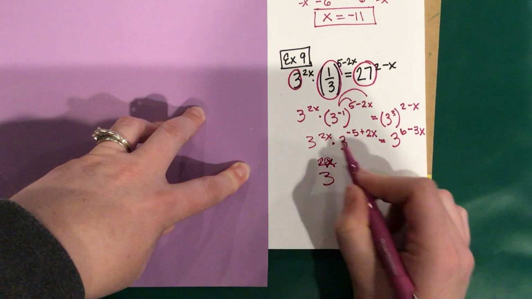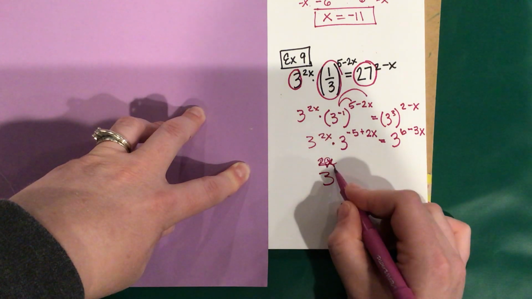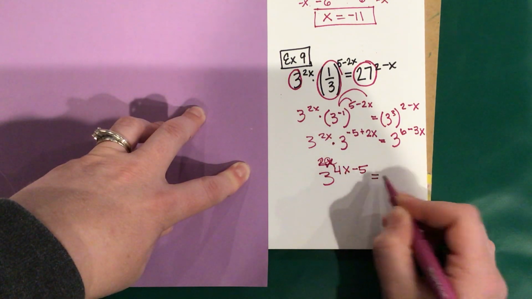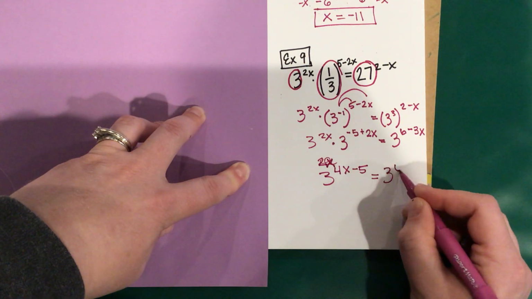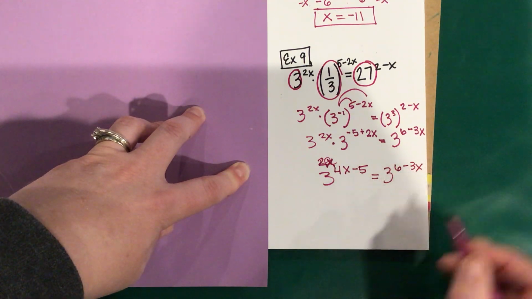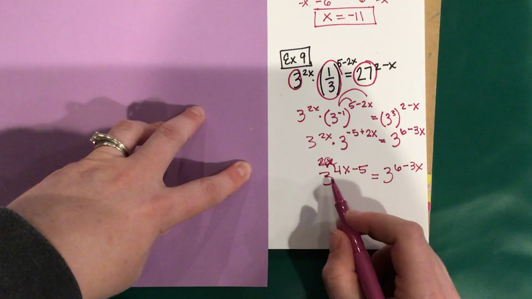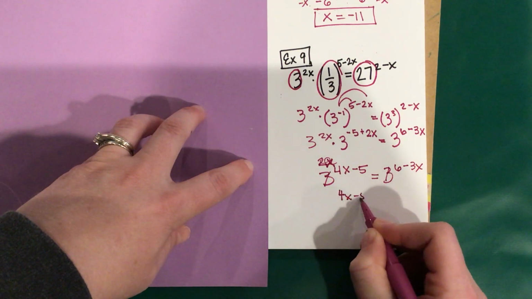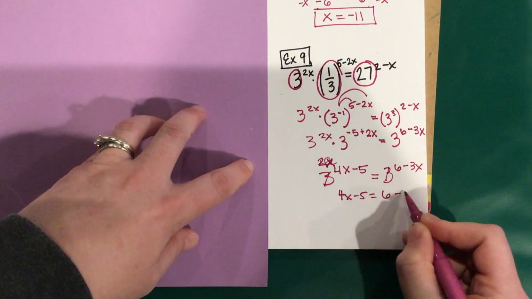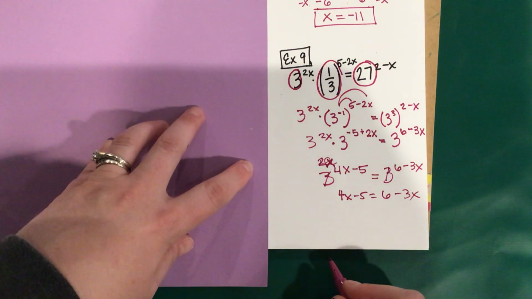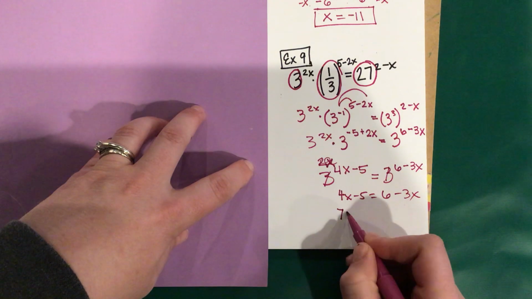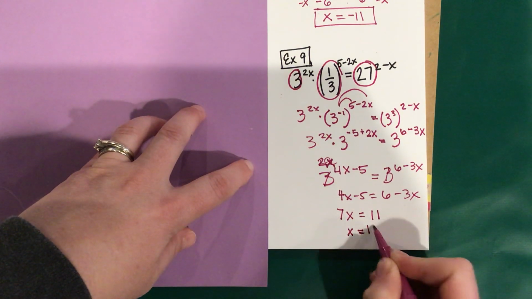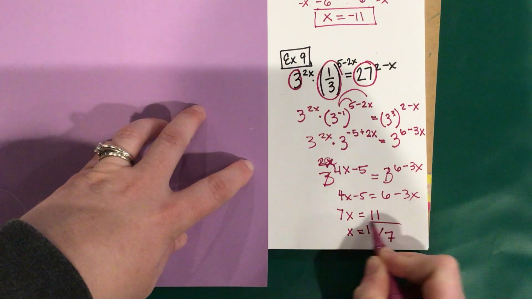So we have 3 to the, well, 2x and 2x gives us 4x, minus 5, 6 minus 3x. And so then the last thing I'm going to do is drop my bases, and I have 4x minus 5 equals 6 minus 3x. So we have 7x equals 11, so x is going to equal 11/7.